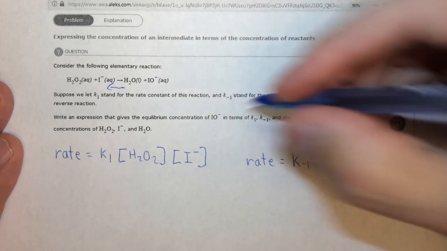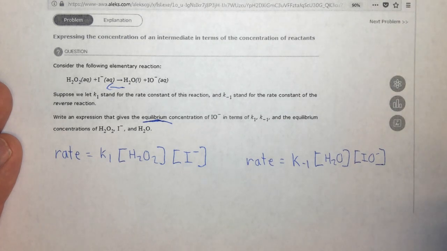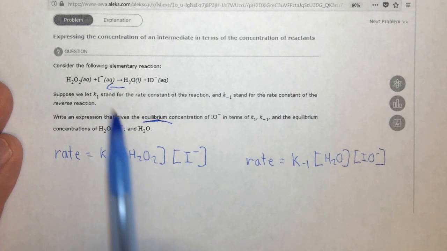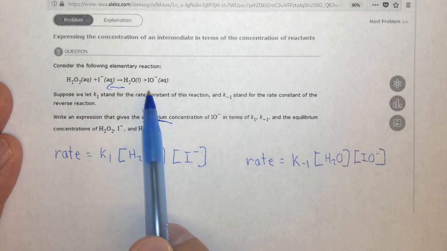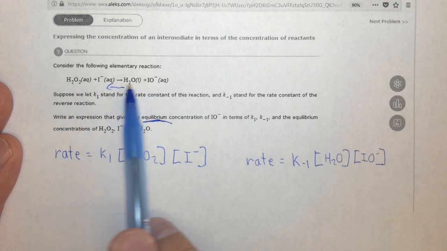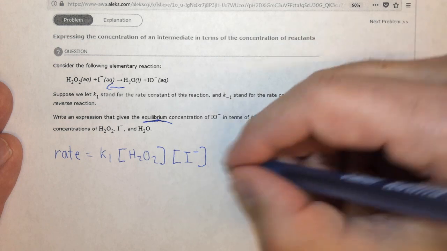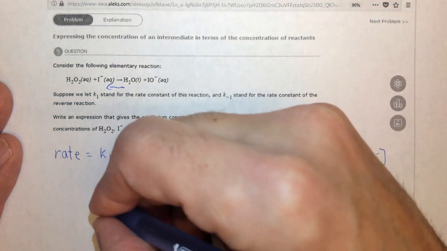So now we have these two rate expressions. But the key thing we have to realize here is that this reaction is at equilibrium. At equilibrium, the rate of the forward reaction and the rate of the reverse reaction are equal. In fact, that's what equilibrium means. So this rate equals this rate. Said another way, this expression equals this expression because the rates are the same.